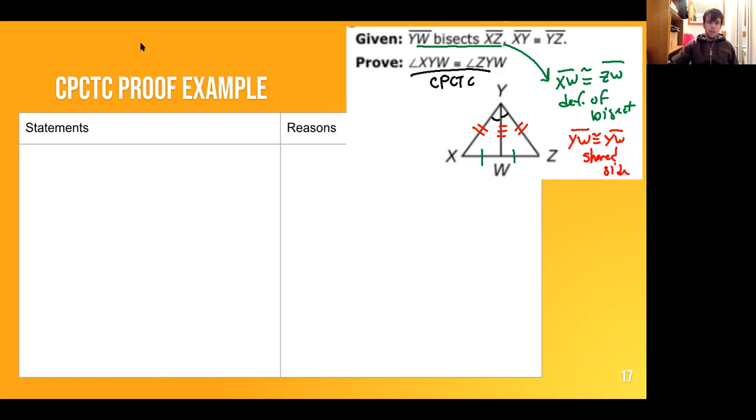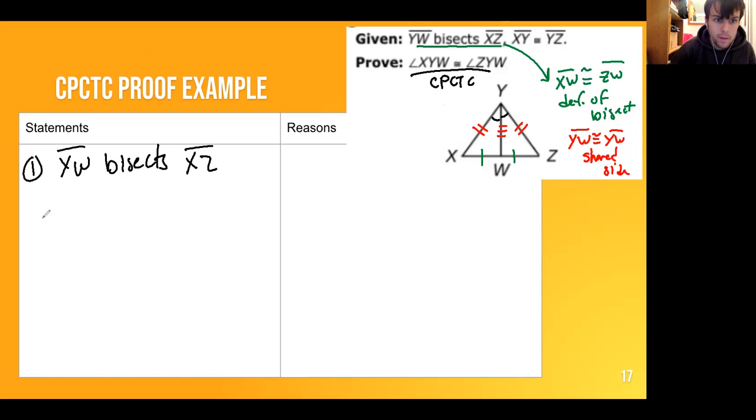So let's go ahead and write this proof out. It should be pretty easy. We start with the givens. YW bisects XZ, and XY is congruent to YZ. These are both given.